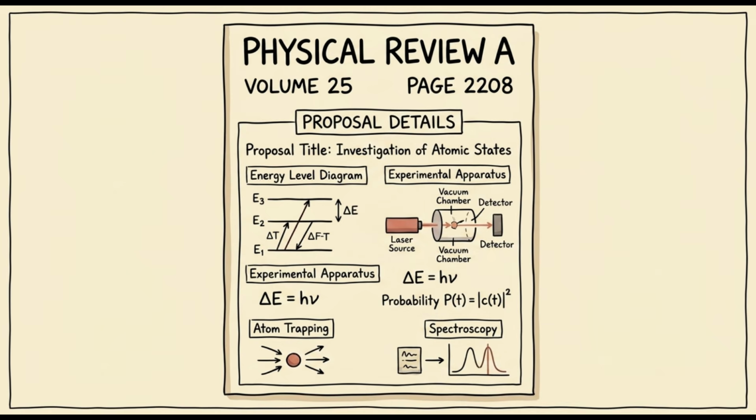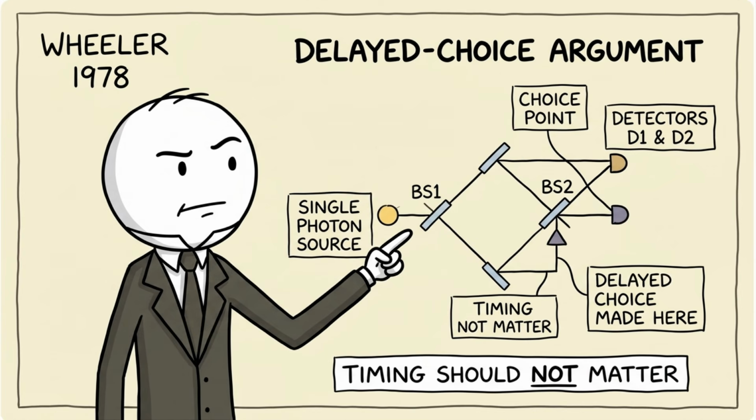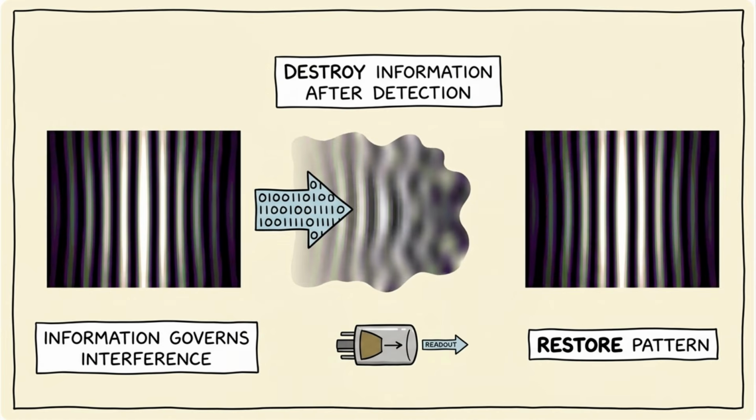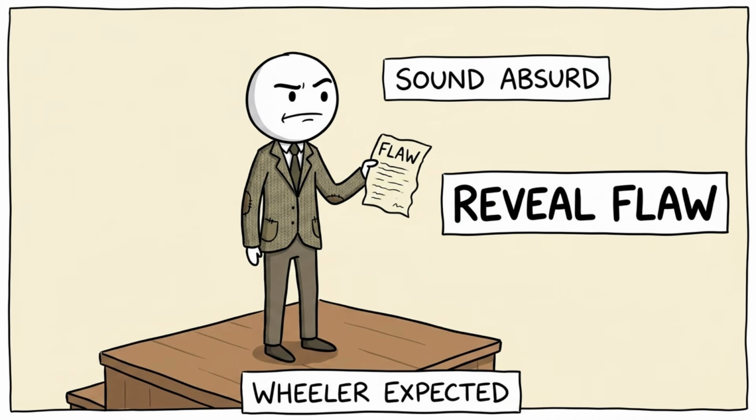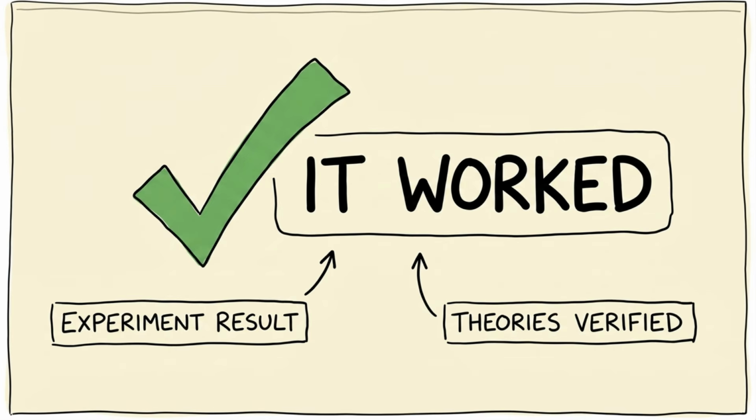Their proposal appeared in Physical Review A, Volume 25, page 2208. The prediction, following John Wheeler's delayed choice argument from 1978, was that the timing should not matter. If information is what governs interference, then destroying that information after the particle has already been detected should still restore the pattern. Wheeler expected this to sound absurd enough to reveal a flaw. It was built. It worked.